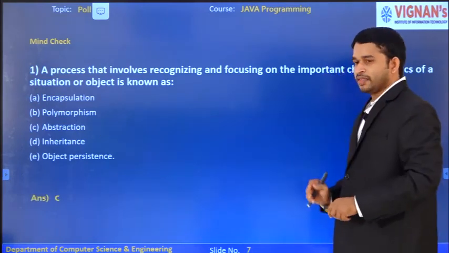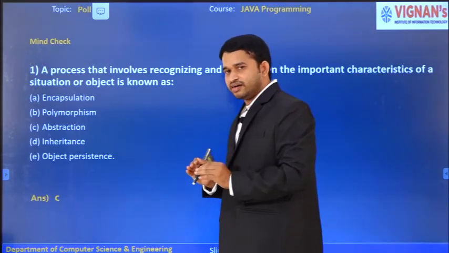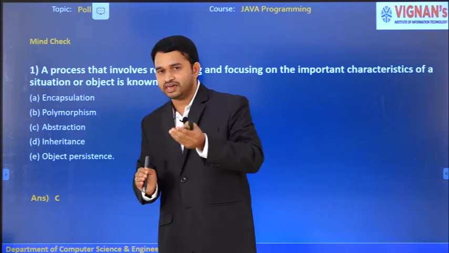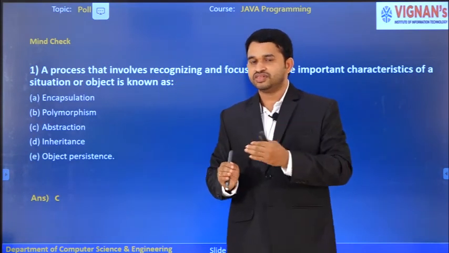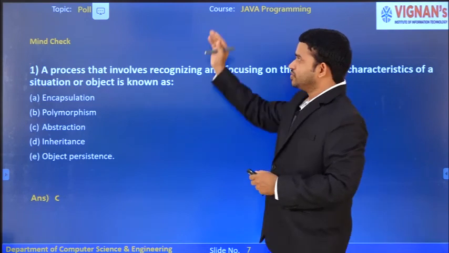Why? Because it tells the important, relevant data to the user, but it hides the implementation data. So this is about the pillars of object-oriented programming.